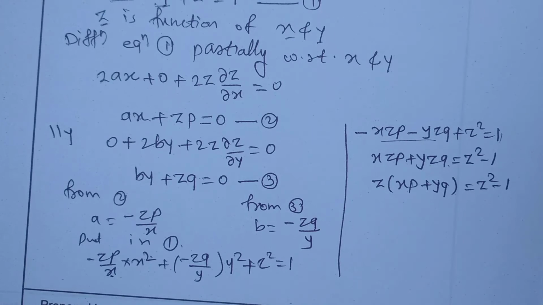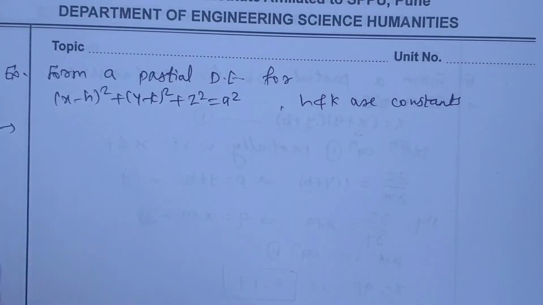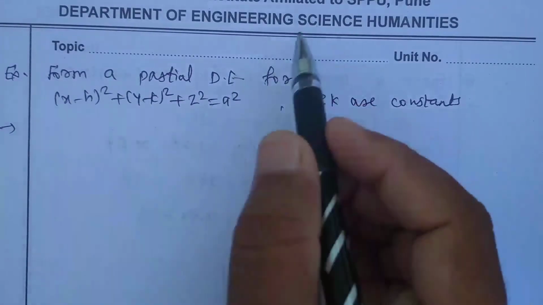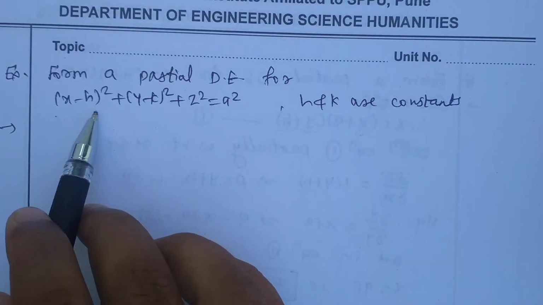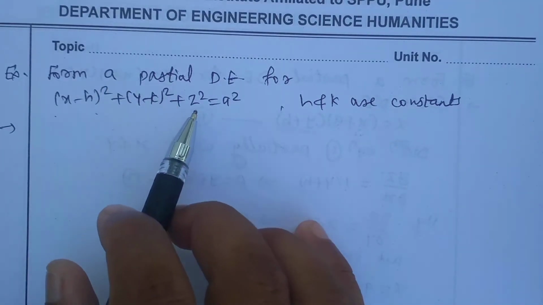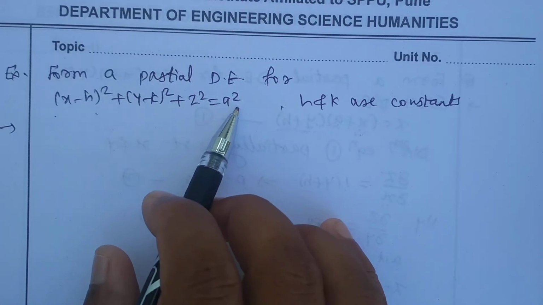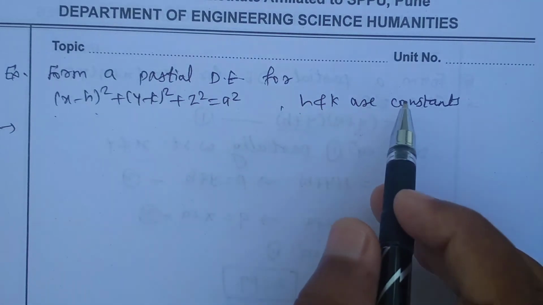Then the next example is to form a partial differential equation for (x minus h) bracket square plus (y minus k) bracket square plus z square equals a square. Here we are given that h and k are constants.